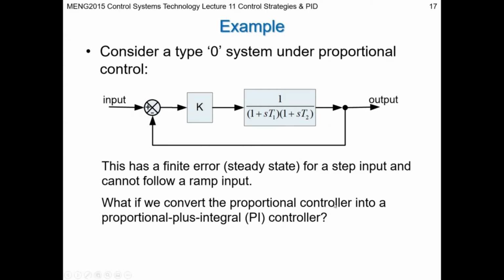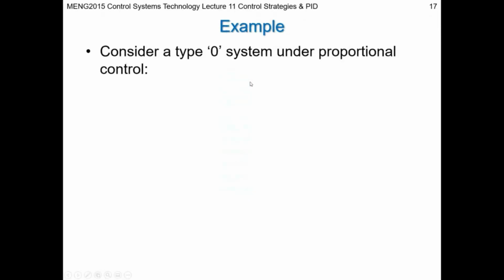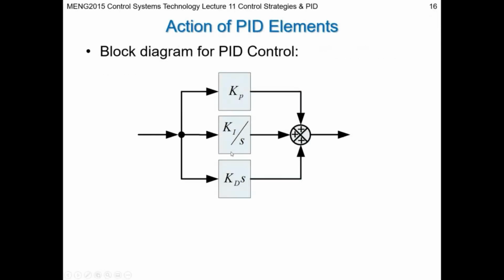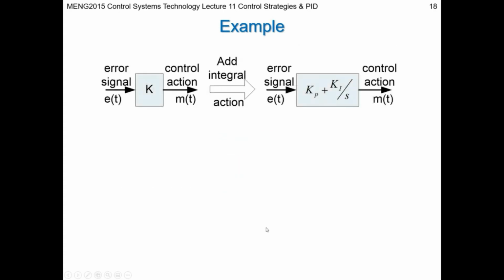So if I just go back to my previous slide, then what we're saying here is we're going to keep our proportional control, and we're going to introduce an integral control, but our KD is going to be 0. Right, so we're converting our controller to a PI type. So now, instead of just a K, proportional, we're going to add our integral action.